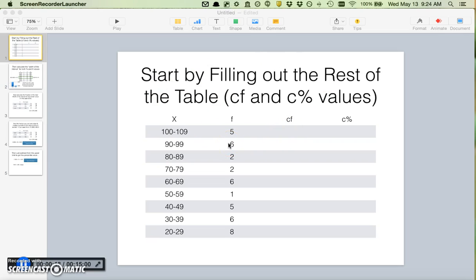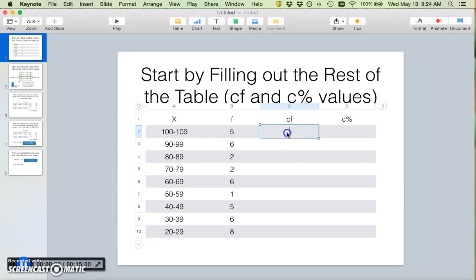On a test or an exam, you will most likely get something that looks like this. You'll get a table with only some of the values filled out. So what you need to do is calculate the cumulative frequency and the cumulative percent. We'll start with the cumulative frequency.